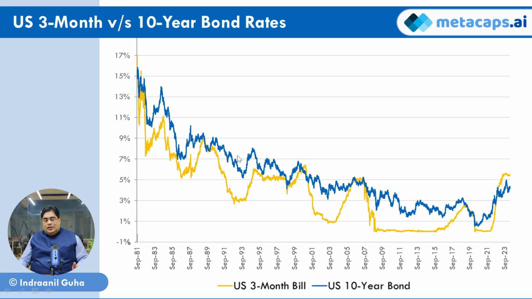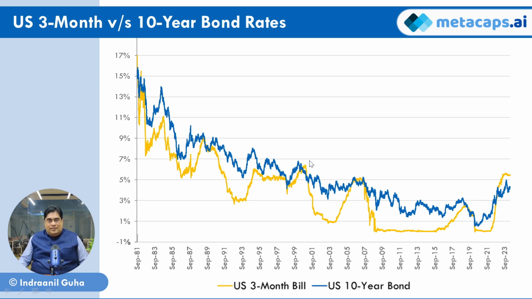As you can see, most of the time the blue line is above the yellow line, because we saw in normal circumstances the shape of the yield curve is such that the yield on a longer duration bond is higher than the yield of a shorter duration bond. But that's not the case at all times. There are few occasions when this yellow line does go above the level of the blue line. So 3-month bill rates going above the rates of 10-year government bonds, this basically represents that the yield curve has inverted.